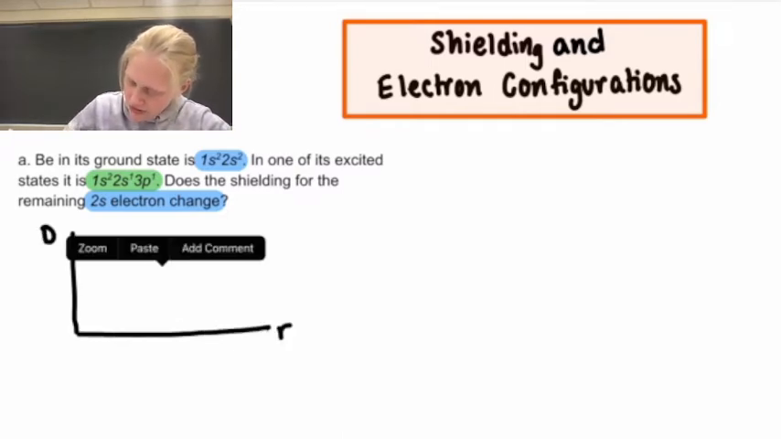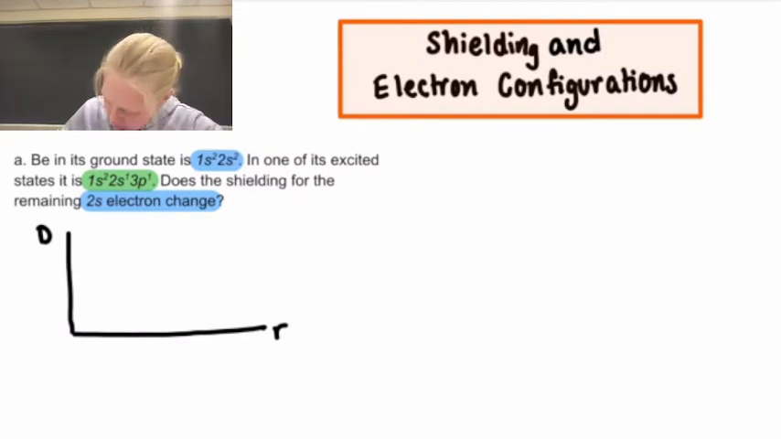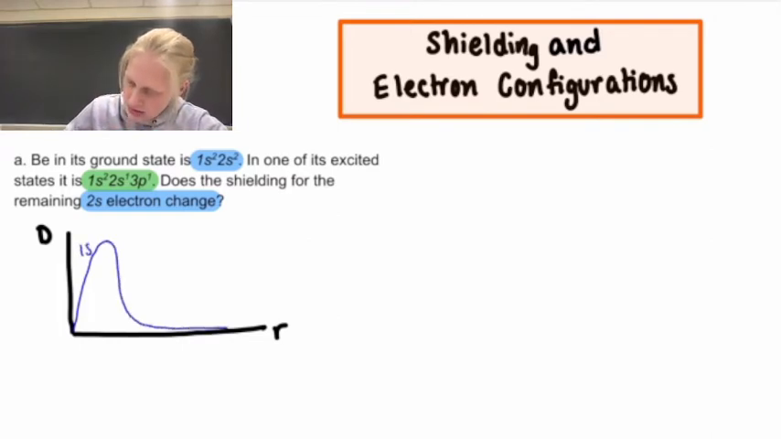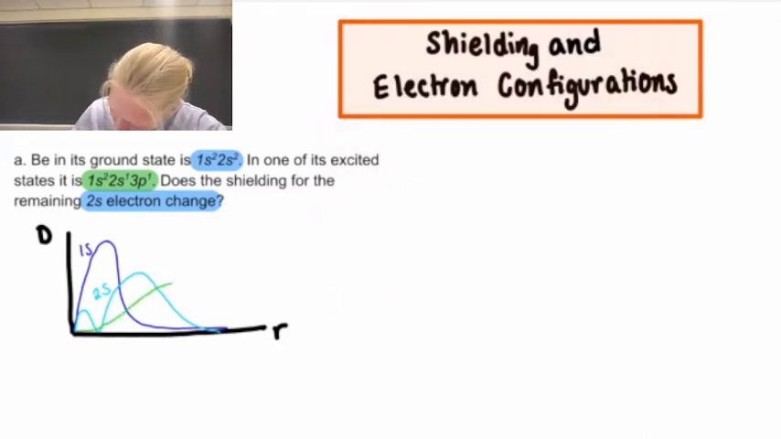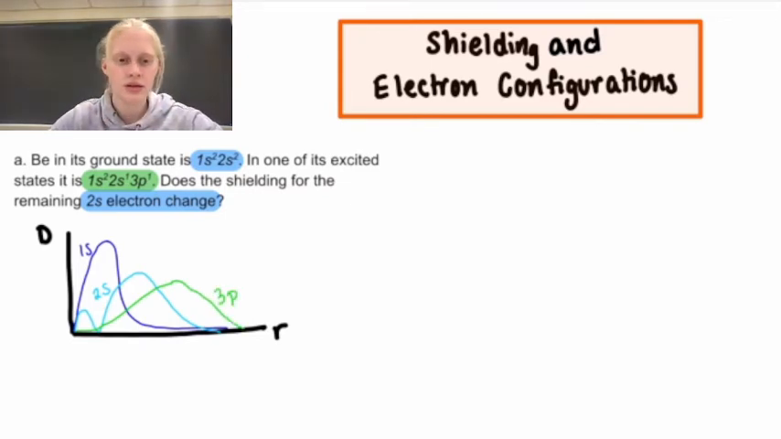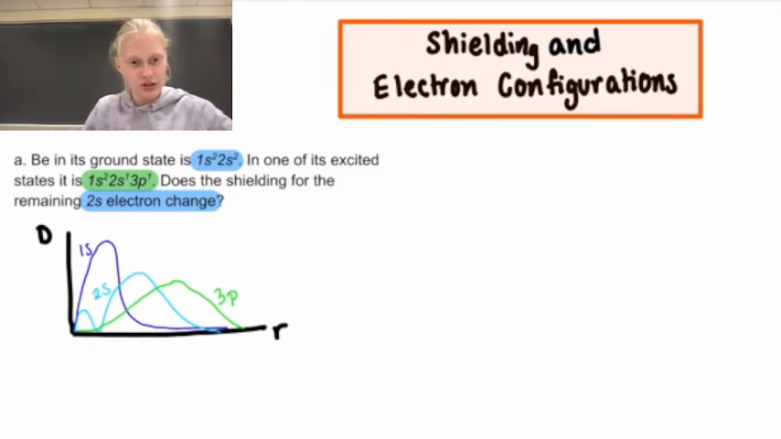Okay, so we first have the 1s, which will look something like this. Next, we have the 2s, which will look something like this. And finally, we have the 3p, which will be much farther away. It'll look something like this. Okay, so it's asking us whether the shielding for the 2s electron changes.